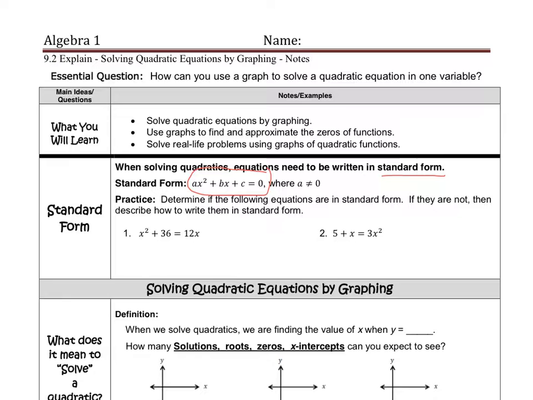First I'm just going to have you practice number 1 and number 2. It says determine if they're in the standard form. Well, obviously they're not. So what I want you to do is pause your video and put number 1 and number 2 both in standard form. In other words, get them both equal to 0, and then start the video back up to check the answers.